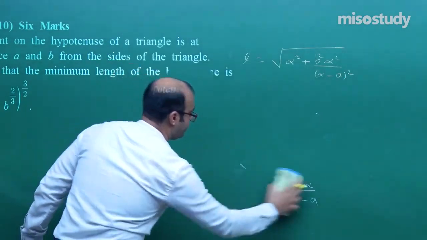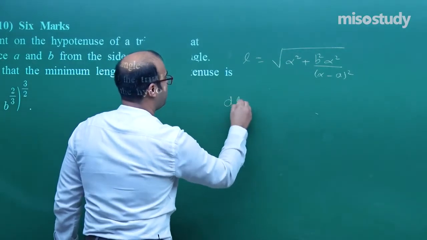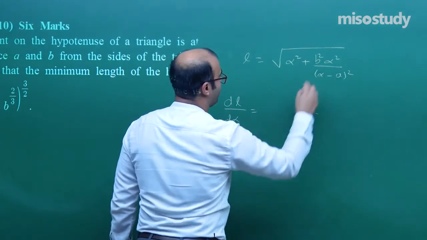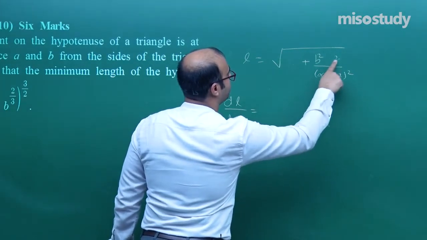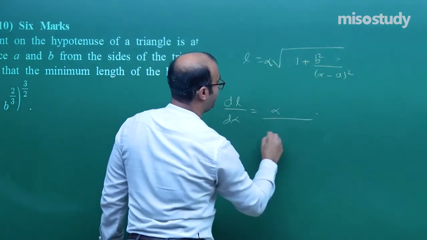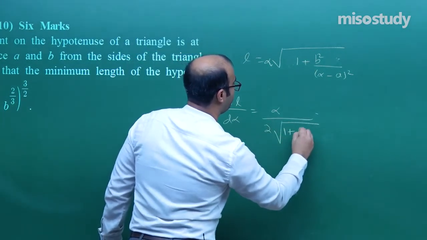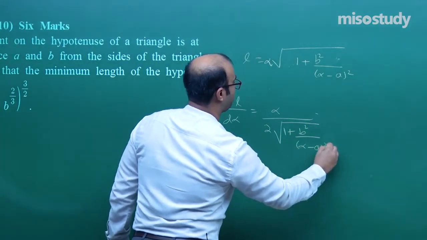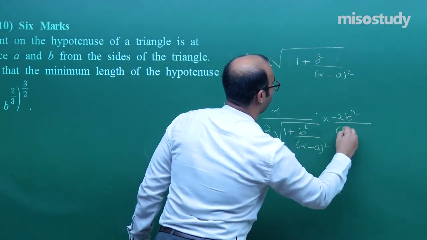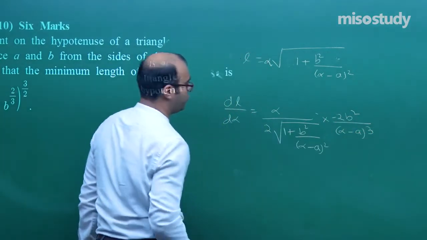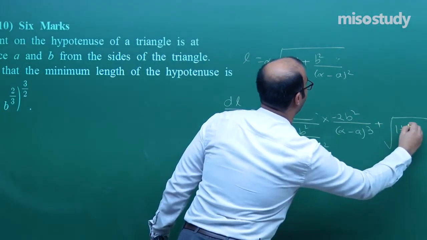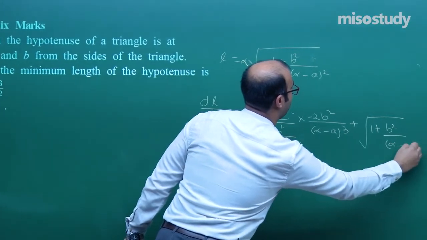Then we differentiated it. We'll differentiate it fast here because we don't have to go into much of the calculation. We take this alpha square outside, so this will become alpha here. First term is alpha. We'll differentiate this: 1 by 2 root over 1 plus b square by alpha minus a whole square, and the differentiation of this is into b square minus 2 alpha minus a whole cube. Okay, students. Plus we will differentiate alpha and keep the rest as it is, root over 1 plus b square by alpha minus a whole square.